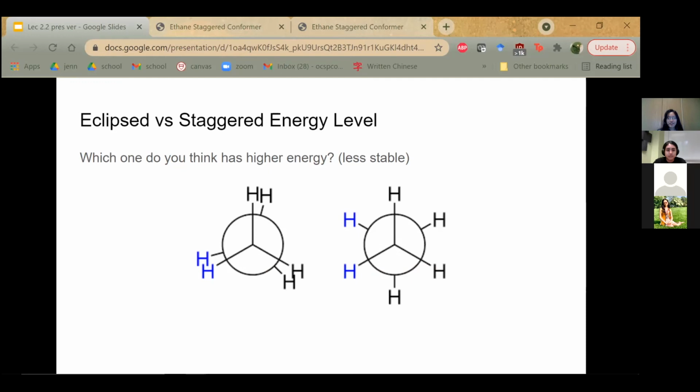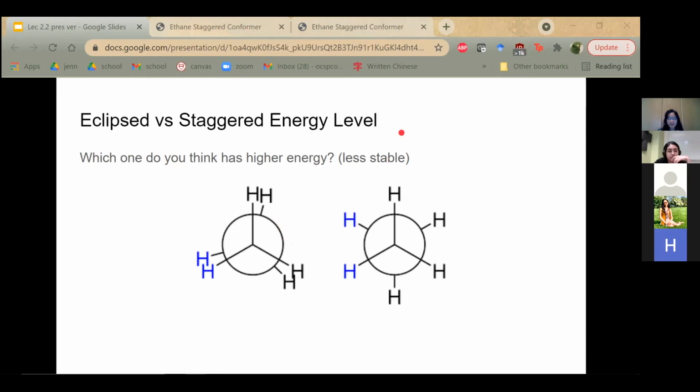Does anyone have any ideas? Feel free to be wrong. You can be wrong. Staggered? So you think staggered has higher energy? Yes, the second one has higher energy. That's a very good guess. Here's a hint. One thing you need to keep in mind with atoms that aren't bonded is repulsion. Atoms are surrounded by an electron cloud, and electrons are negatively charged. So are electrons going to be attracted or repulsed by other electron clouds?